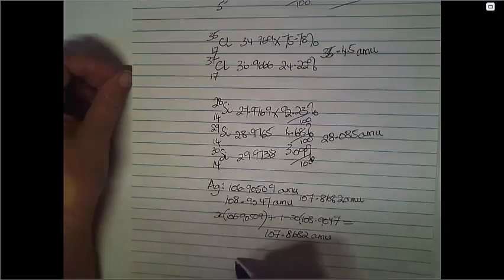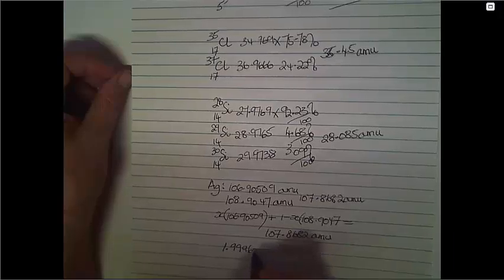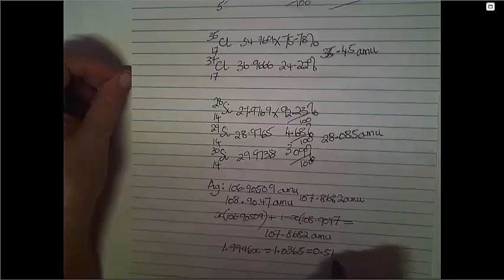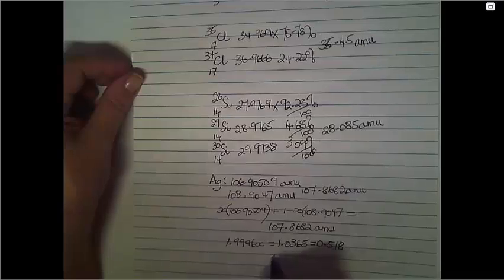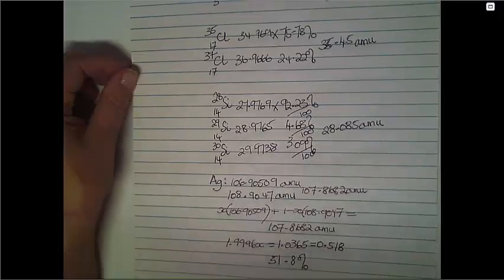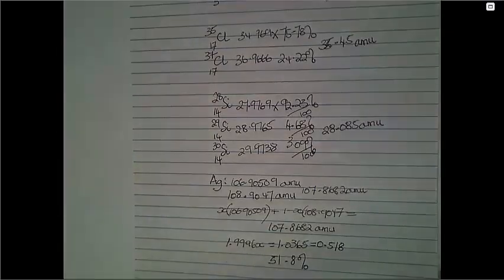You should get a value here of 1.9996x equals 1.0365, which is equal to 0.518. Multiply by 100 and you get the percentage abundance of the lightest isotope is 51.8%.